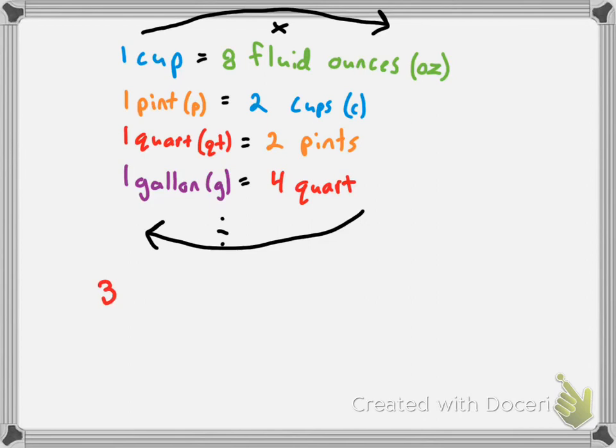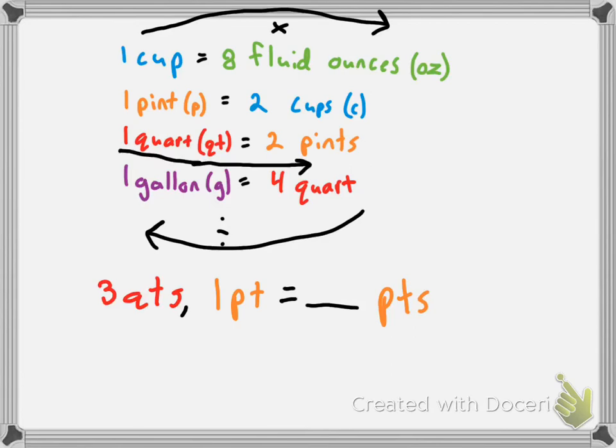All right, so if I have a problem that has 3 quarts and 1 pint, and I want to convert it all to just pints. Well, if we have 1 pint, then we know we're going to have that 1 pint in our answer. But what about the quarts? We need to change the quarts to pints. So I'm going to look at my chart up here, and to go from quarts to pints, we're moving to the right, which means we're going to multiply.